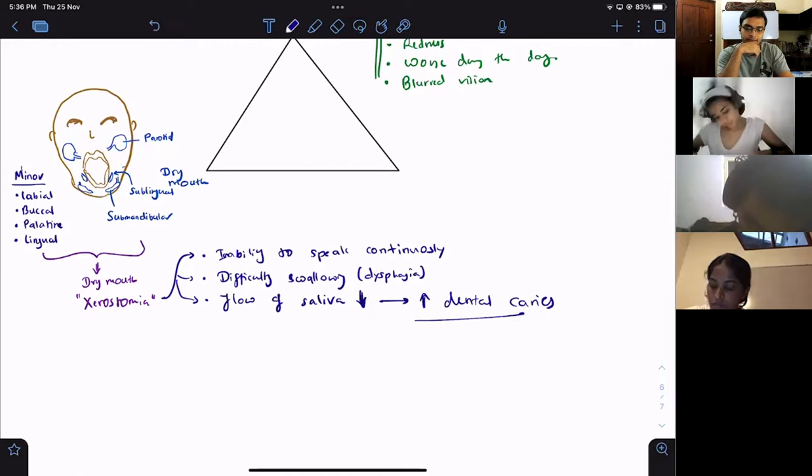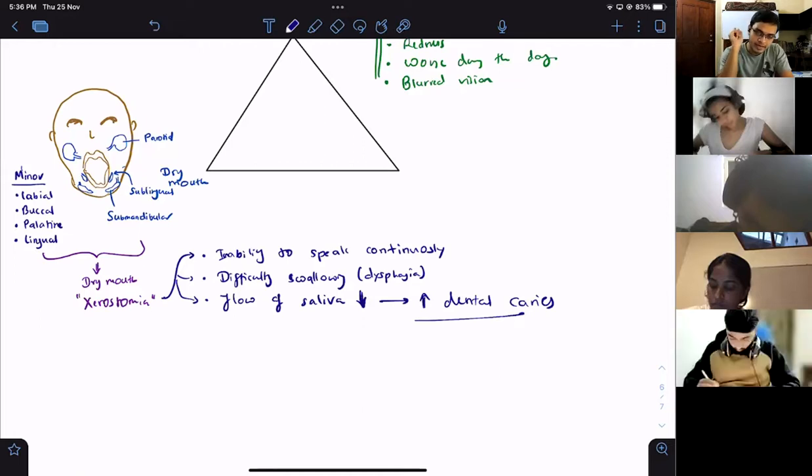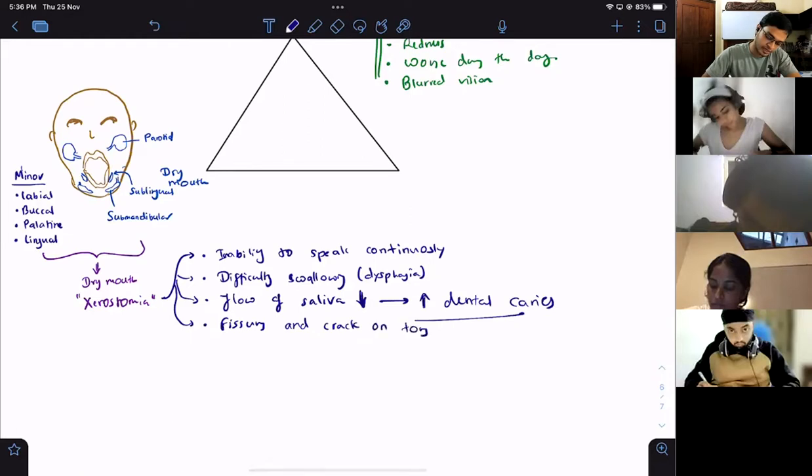Right. Then, when the dry mouth becomes a little bit more severe, what is going to happen? They tend to show fissuring and cracks on the surface of the tongue, right? Fissuring and cracks on the surface of the tongue.